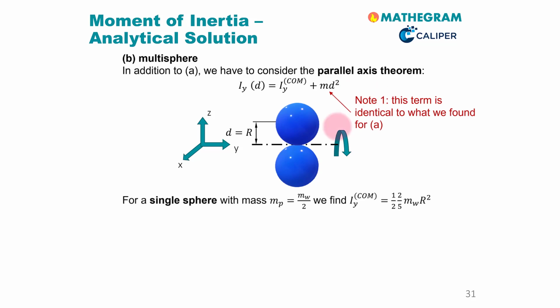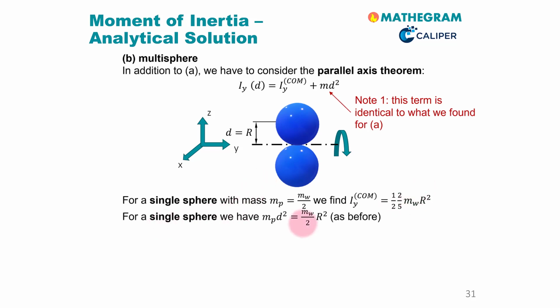So the only thing we have to do is add this center of mass moment of inertia, which for a sphere is nothing else than 2 over 5 multiplied by the mass of the particle multiplied by r squared. So if we think about it, we find for the single sphere with this mass that its moment of inertia with respect to the center of mass is nothing else than 1/2 multiplied by 2 over 5 multiplied by this term here.